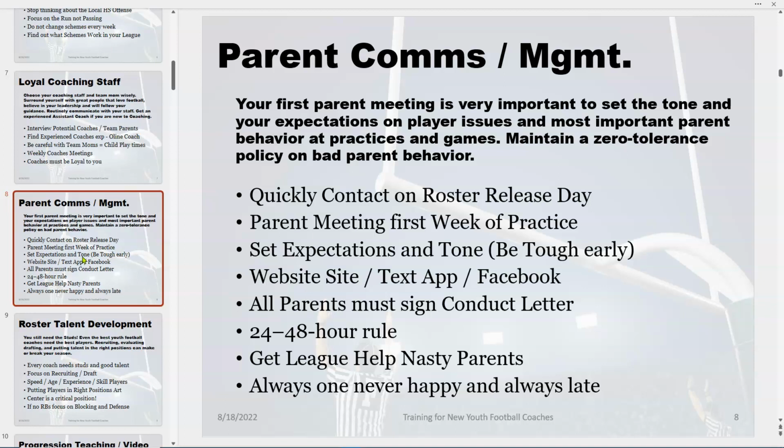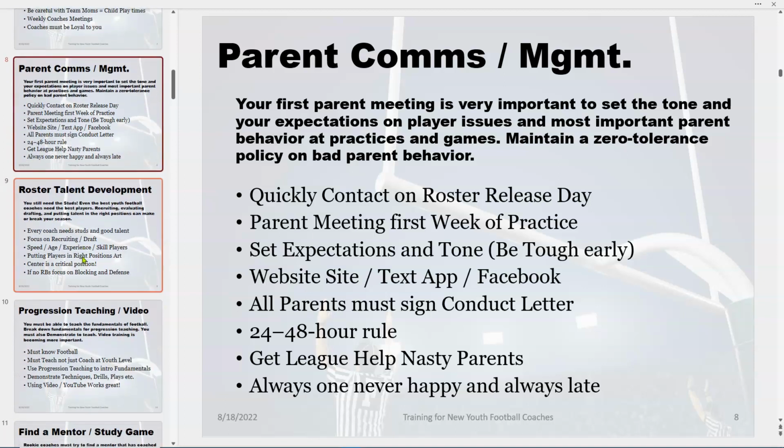And remember, not everyone will be happy no matter what you do. There's always a grumpy person on the team that's not going to like everything. And there's always somebody that's always late. So those are 2 things you can count on. No matter what you do, there's people that are always going to be unhappy because they're just unhappy. And there's always going to be people that are late. So good luck with parent communications and management.